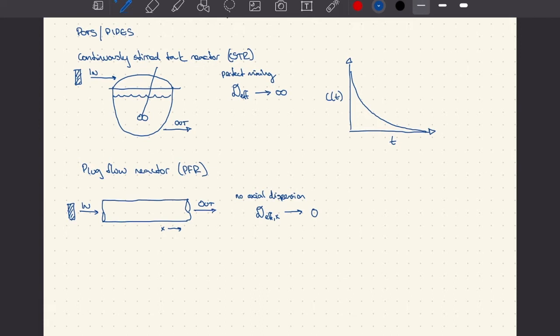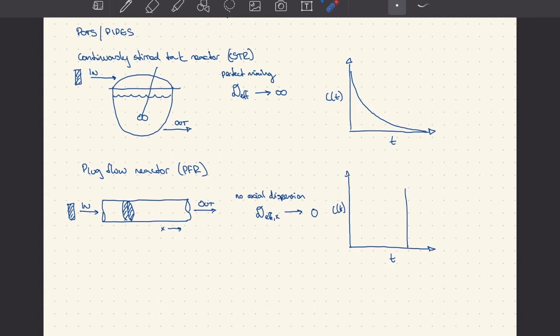In the other case of the plug flow reactor, if we add a plug of mass into the system, this is going to just travel down our reactor as a perfect plug with no axial dispersion. And so we can think of the expected concentration that would come out as just a pulse of concentration that is delayed by the time that one would expect from the volume of our pipe and the volumetric flow rate of the system.